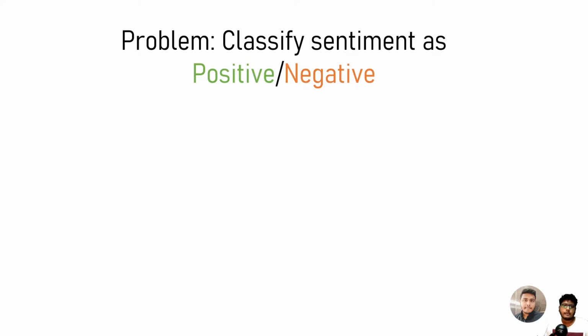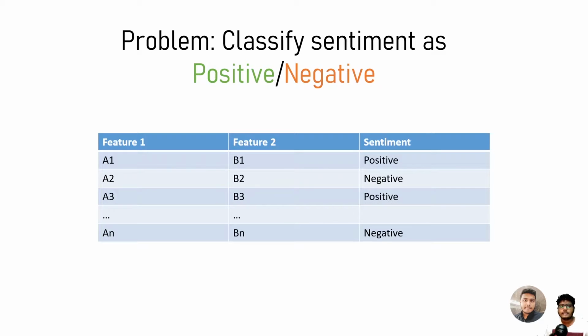Here we again have a very simple problem which we have already encountered in the past, the problem of sentiment classification. You have a dataset with just two features, feature 1 and feature 2, and you have values for those features, and also a sentiment column which contains the sentiment of that specific row. For example, the values of feature 1 and feature 2 for the first row are A1 and B1, and the sentiment is positive. Similarly, the sentiment corresponding to the second row is negative.